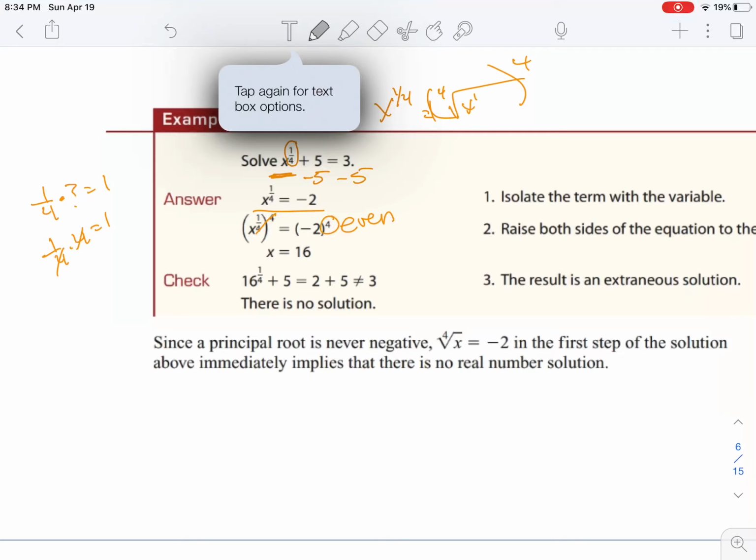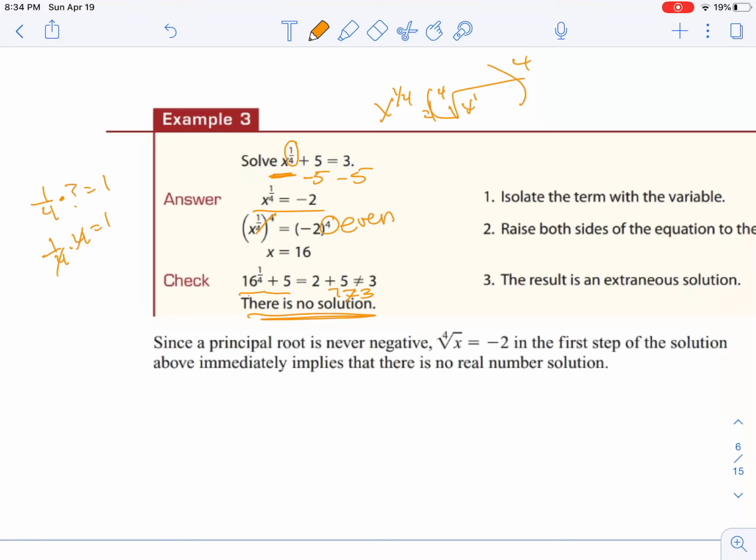So we need to check it. 16 to the 1/4 plus 5. 16 to the 1/4 is 2. 2 plus 5 equals 7. So 7 does not equal 3. Therefore, there is no solution to this.